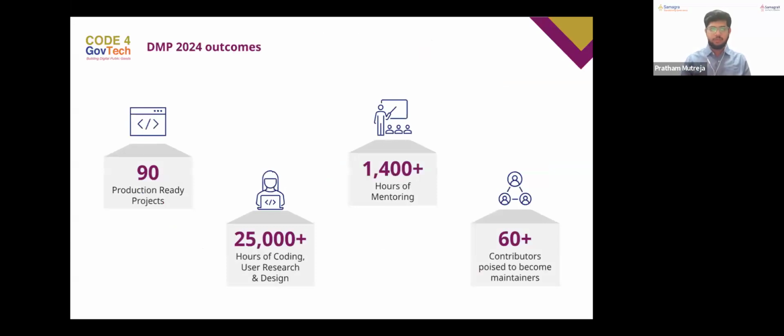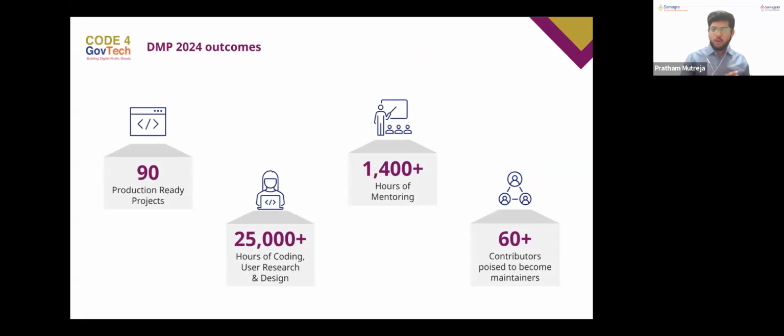These are the outcomes of DMP 2024. Out of 103, we got 90 production ready projects. Now, why production ready projects? This simply shows that the quality benchmark is very high. The projects that we take in for DMP, after 3 months, they have to be production ready for the organization. Simply putting it again, the quality benchmarks are very high.